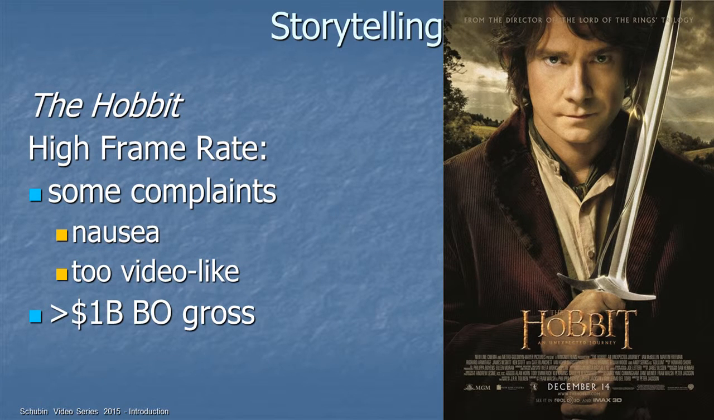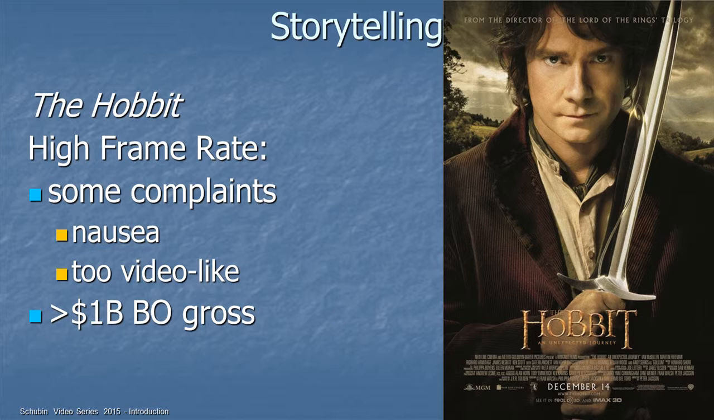So let's get back to The Hobbit. Now, The Hobbit was released at a higher frame rate than is normal for movies. Movies are traditionally 24 frames per second, and in some theaters you could watch The Hobbit at 48 frames per second. And there were some complaints about that. Some people said that they had a queasy feeling, and maybe that had something to do with some high rotating shots and not really with the frame rate.